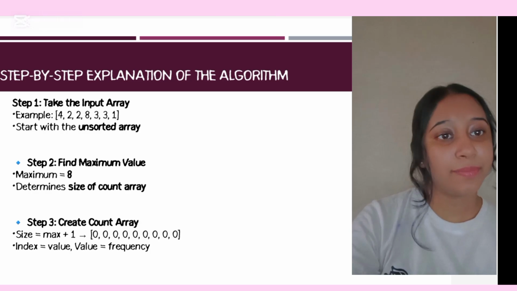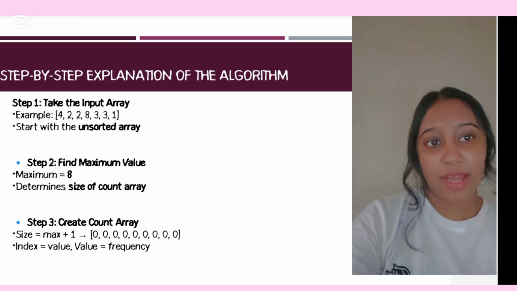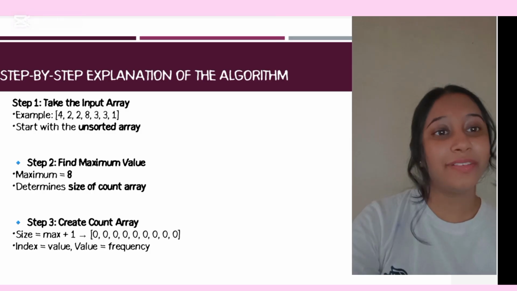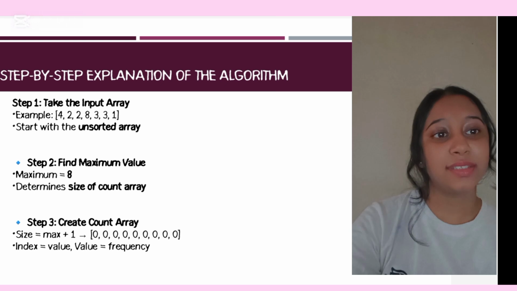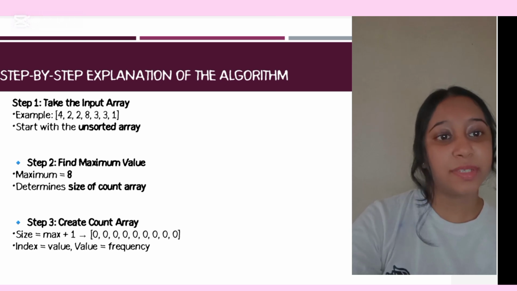Step 2 is to find the maximum value. Next, find the largest value in the array. The maximum value is 8. This value tells us how large the count array should be. Then step 3, create the count array. Now create a count array of size max plus 1, the initial count array. Each index represents a number, and each value represents how many times that number appears.